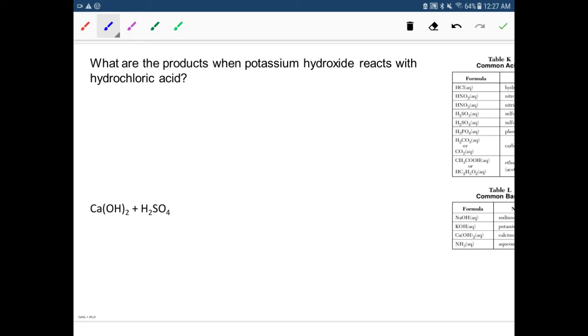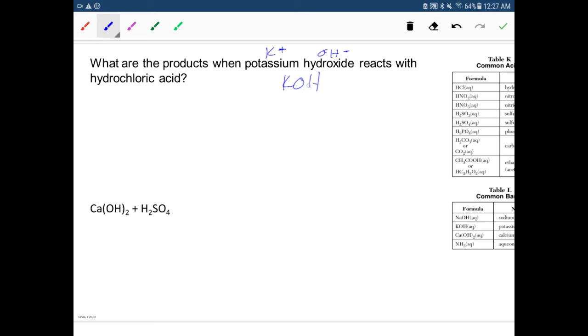What are the products when potassium hydroxide reacts with hydrochloric acid? Okay, potassium hydroxide. You should know how to write the formula for this. Potassium is K, and hydroxide, OH. K is the positive ion, which has a +1 charge. Hydroxide is a negative ion, which has a -1 charge, right? And it's going to be a ratio of 1 to 1, KOH.